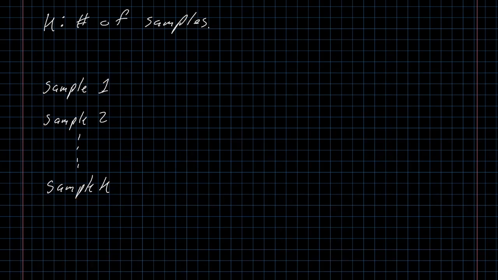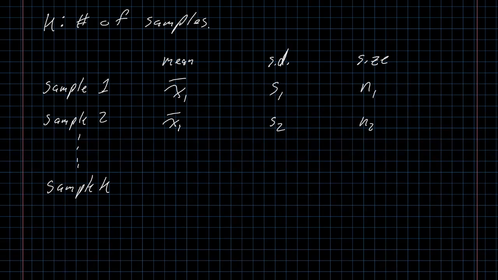For each sample, we're going to want the mean, the standard deviation, and the size. So the mean of sample 1 is x bar 1. The standard deviation is S1. And the size, the number of elements in sample 1, is little n1. Little x bar 2, little s2, little n2. That didn't look like a 2. Let's make that look like a 2 over there.